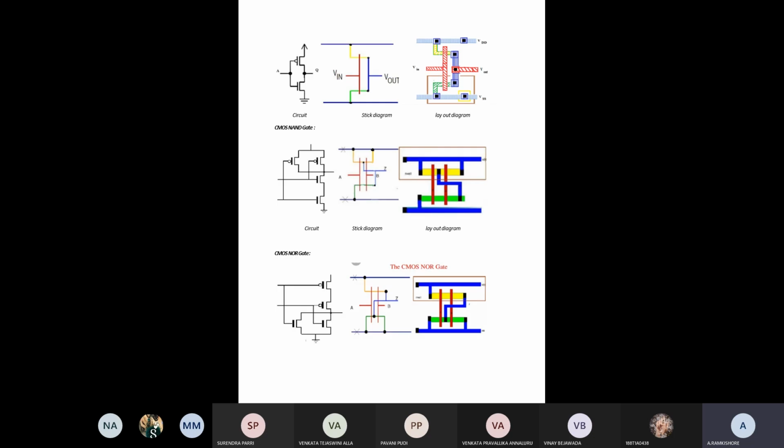Whatever you are seeing will be discussed in the next class. These are very important concepts, the stick and layout diagrams. In the final exams we expect one question from these diagrams. For this, you have to maintain colored pencils. You have to maintain the colors. We have to draw these diagrams with colored pencils only. Right.